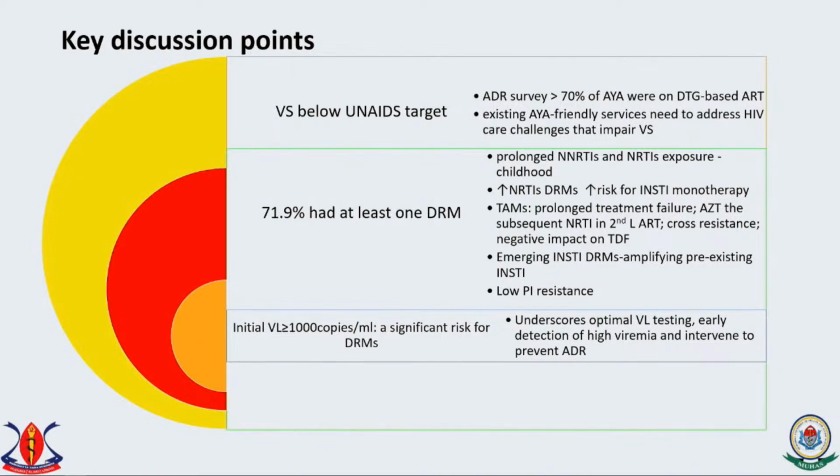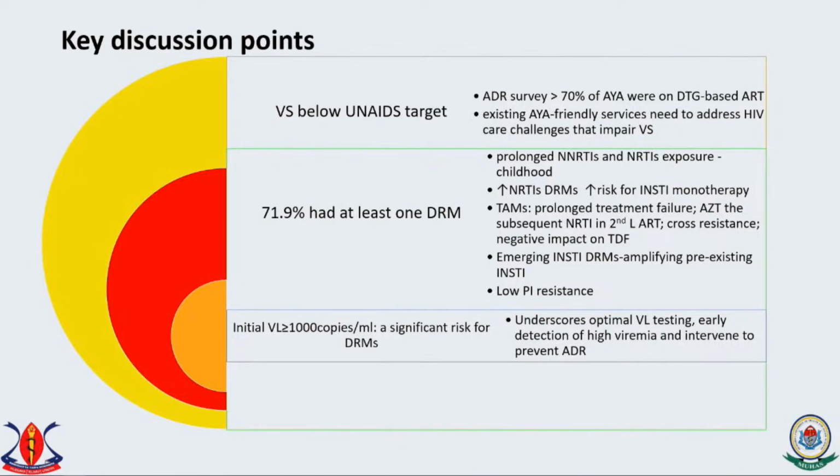Then the emerging INSTI mutations that I mentioned earlier on can tell us that maybe we needed to have baseline detection of the mutations, or did we have prior minor mutations that were not detected, and with the use of an effective drug, dolutegravir, now they have been amplified and we are seeing them now. But then in the near future, we're going to have failing regimens. PIs have maintained their low resistance, so it's really not a big concern.